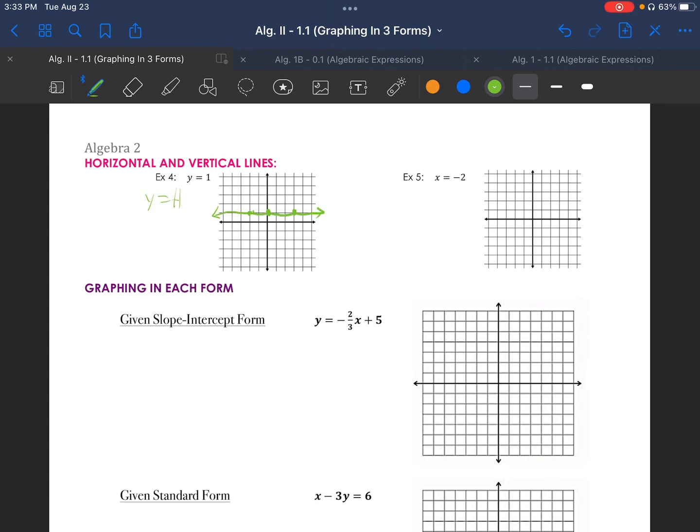So whenever there's y equals a number, it's going to be horizontal. I'm just going to abbreviate that HOR. And a good thing to remember is that the slope is 0. The way I remember it is that out of this horizontal line, I can make it into a Z.